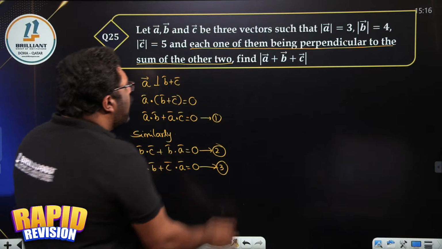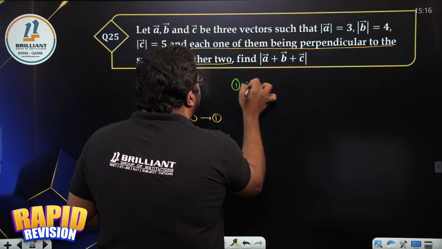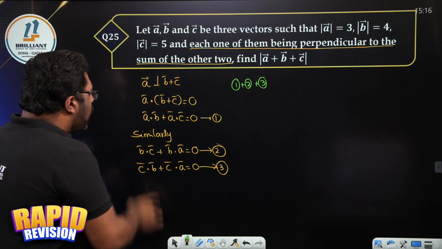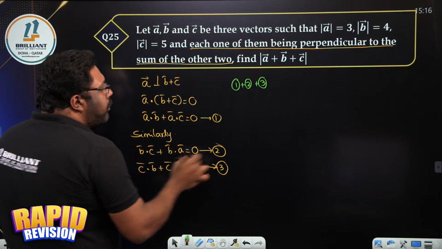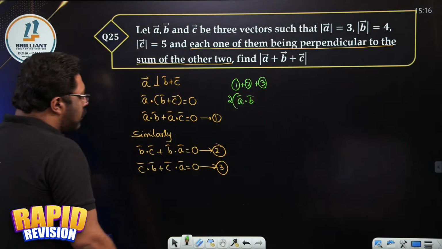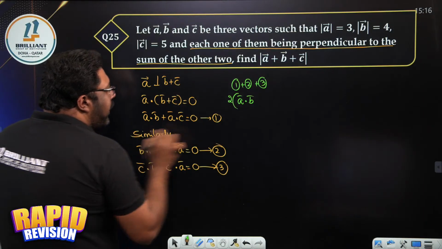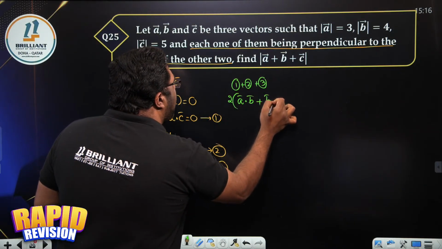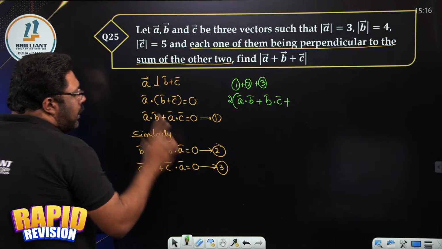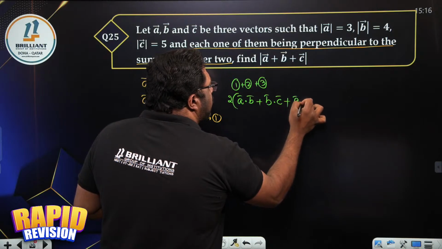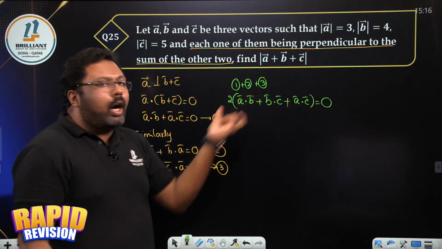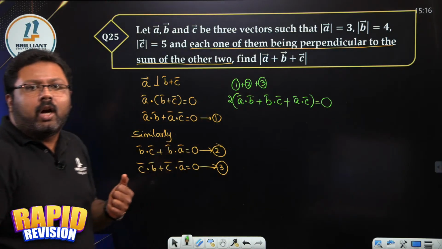Equation number 3. This is what I got from the statement that every vector is perpendicular to the sum of the other two. Now can you please add 1, 2, 3. A dot B, A dot B, 2 times A dot B. B dot C, B dot C, 2 times B dot C. A dot C, A dot C, 2 times A dot C equal to 0. This is what I got on adding the 3 equations.